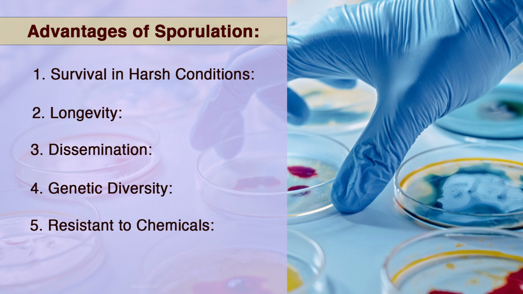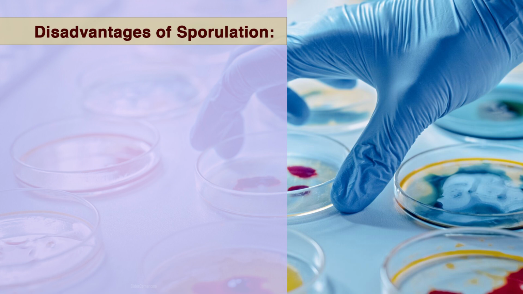Then resistance to chemicals. Spores are often resistant to chemicals, disinfectants and antibiotics, which can give them an advantage in environments where these substances are present. Now, disadvantages of sporulation. What are the disadvantages of sporulation?